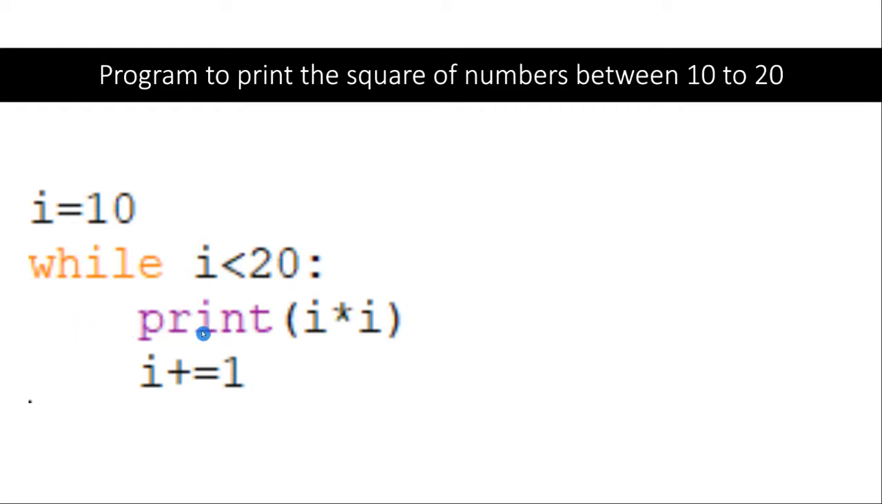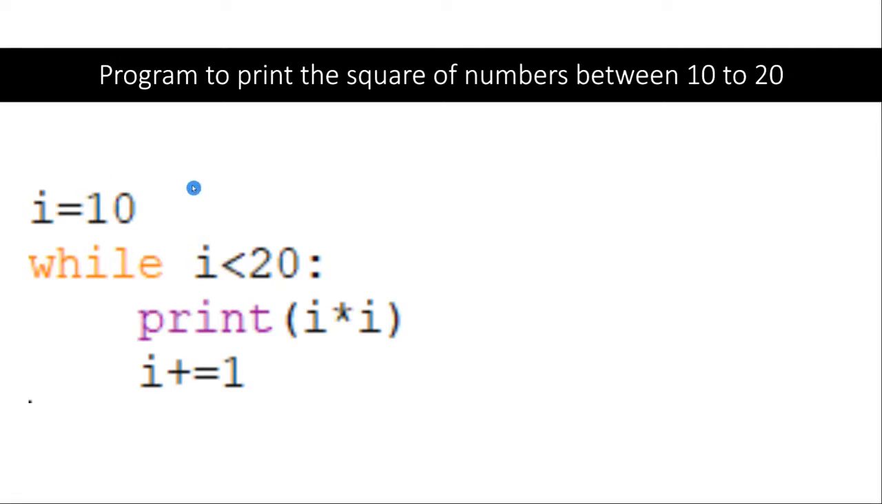Then indentation, print is a keyword, open bracket, I star I, because I'm going to print the square of numbers. Square is I 2 times. So I multiplied by I. So I into I. So this is the loop body. Next, updation or step value. I plus equal to 1, which means I is equal to I plus 1. Both are same. I is equal to I plus 1 or I plus equal to 1. Both are same. So here I just used I plus equal to 1.